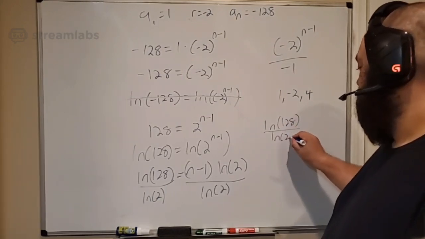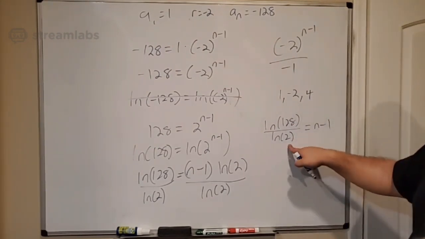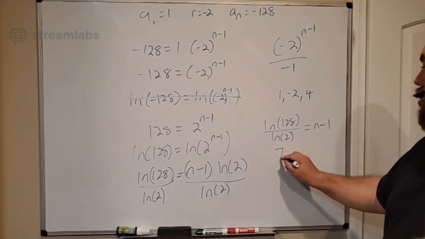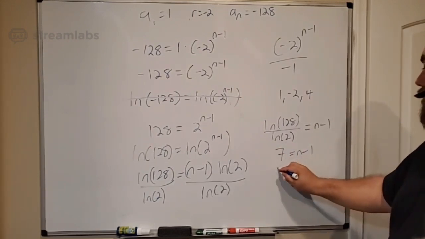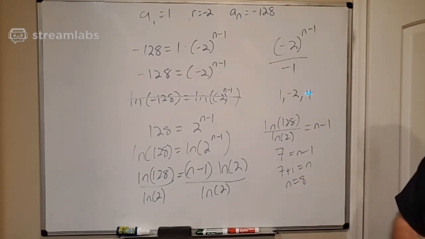I think that's 7. 7 plus 1 equals n. N equals 8. Yes, it is 7. Okay.